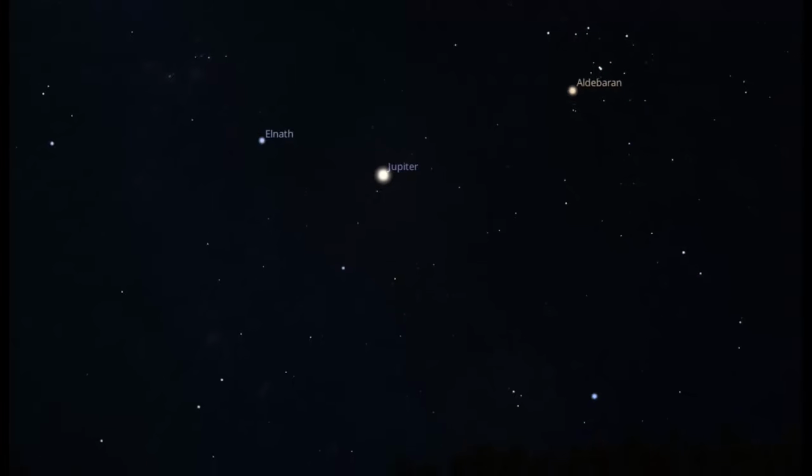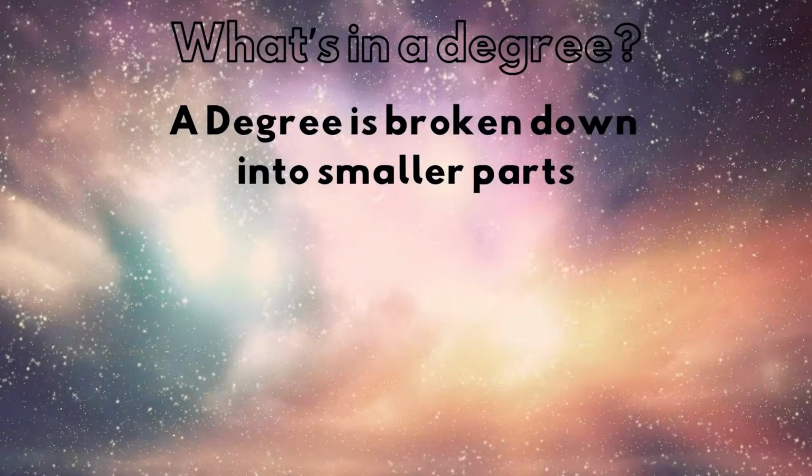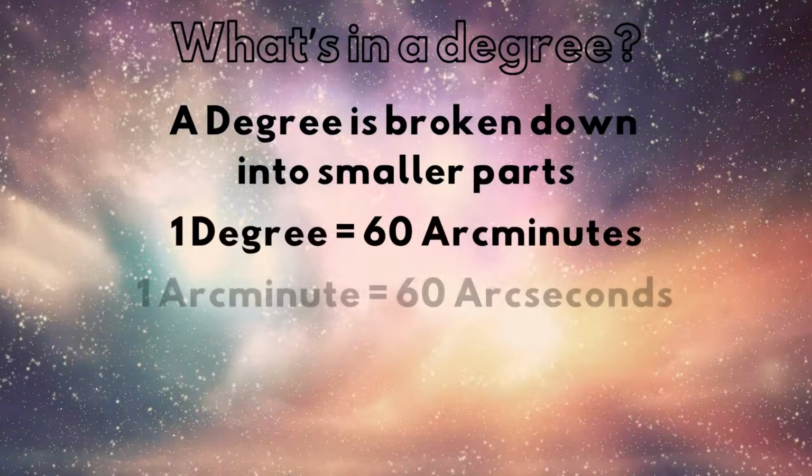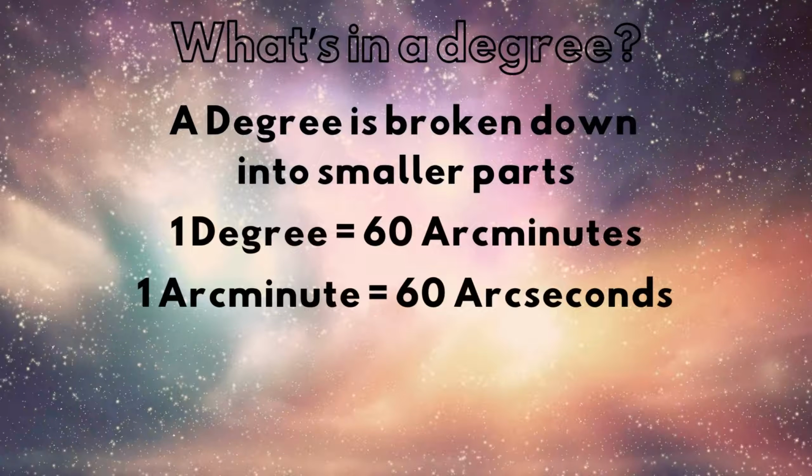But let's go back to Jupiter for a minute. If you know at a given time that Jupiter will be 25 degrees above the horizon, you can measure that using the pinky-thumb method. But Jupiter appears very small to us, so how do we describe that? In high school geometry, you may have learned about angular measurements, and you'll remember that every degree is broken down into 60 parts called arc minutes, and each arc minute is broken down into 60 parts called arc seconds. So with Jupiter, we say it's 40 arc seconds wide.